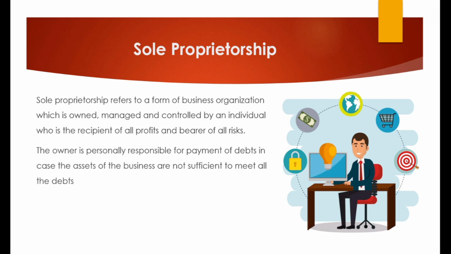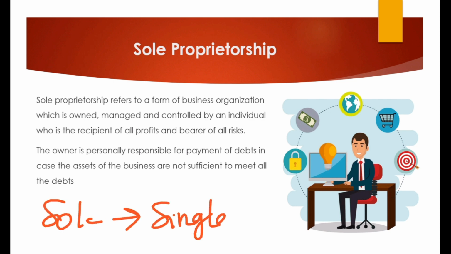Sole proprietorship: sole means single. So, in a business where there is only one person involved, who is looking entirely into the business, who is investing capital, who is buying and selling products, who is distributing the profits, who is liable for the business, it is known as sole proprietorship, where there will be only one person. So, let us read here.